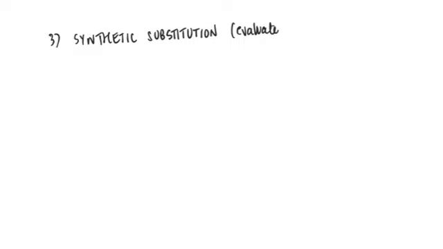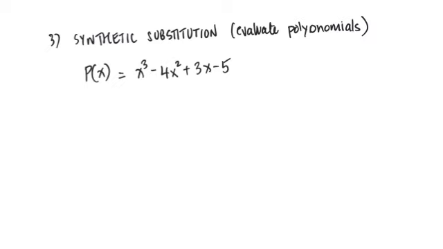So the last piece of our lesson is called synthetic substitution, and this is how it works. Synthetic substitution is used not to divide polynomials, but to evaluate polynomials. So let's first be clear what we mean by evaluating a polynomial. So a polynomial can be written like a function. P of x is equal to x cubed minus 4x squared plus 3x minus 5. So think of it as a function equation.